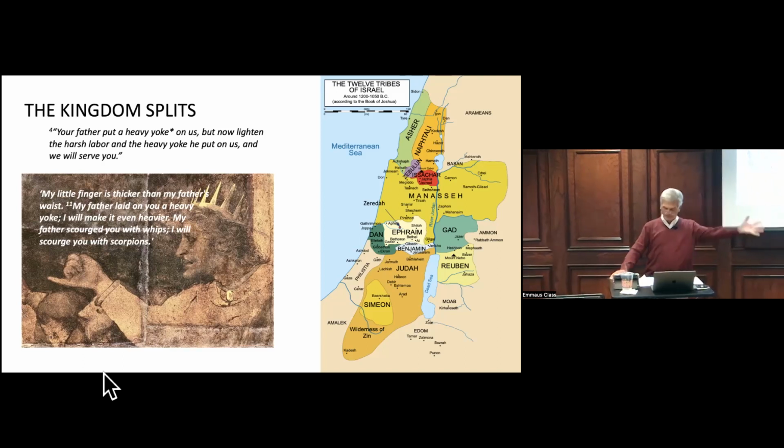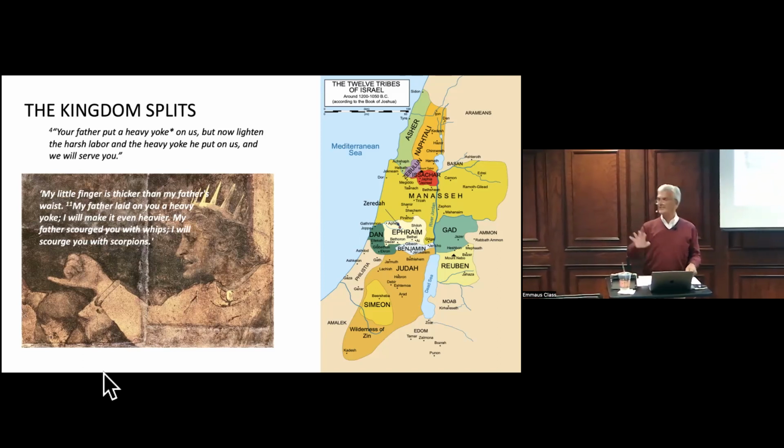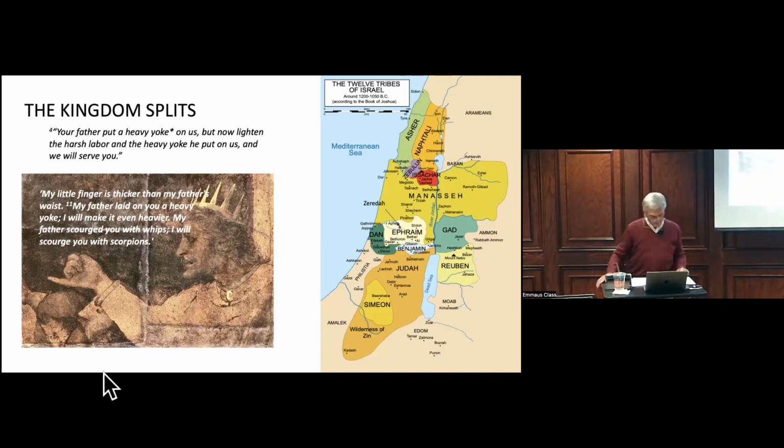But then he goes to his young friends and he decides to ask them for his advice. These are the guys he grew up with. So in 12:10-11, beginning there, I think with my little finger. My little finger is thicker than my father's waist. My father laid on you a heavy yoke. I will make it even heavier. My father scourged you with whips. I will scourge you with scorpions. Oh, and that's what he actually used.